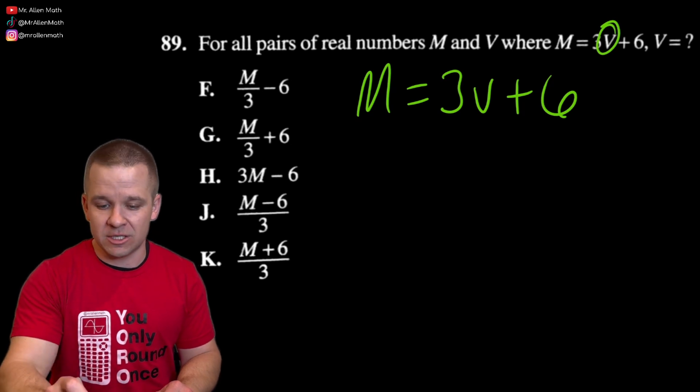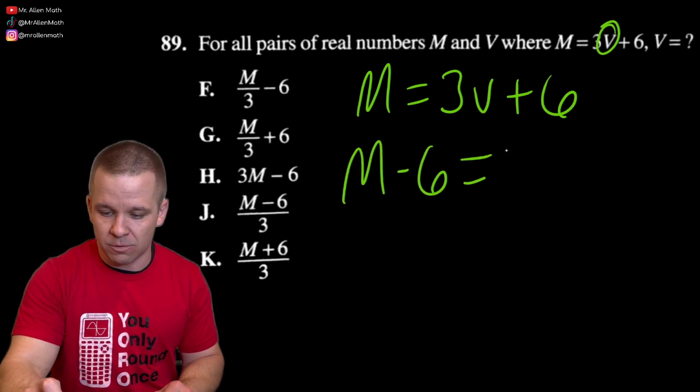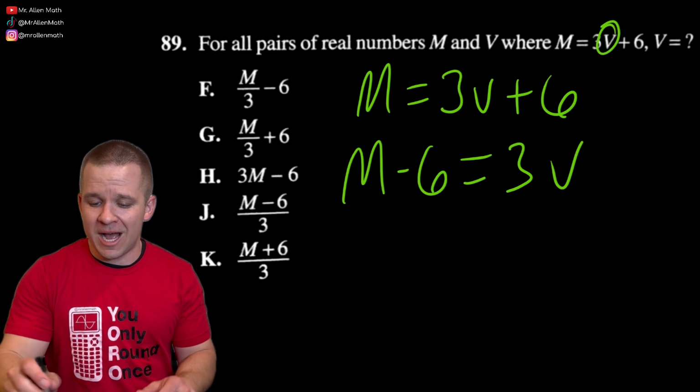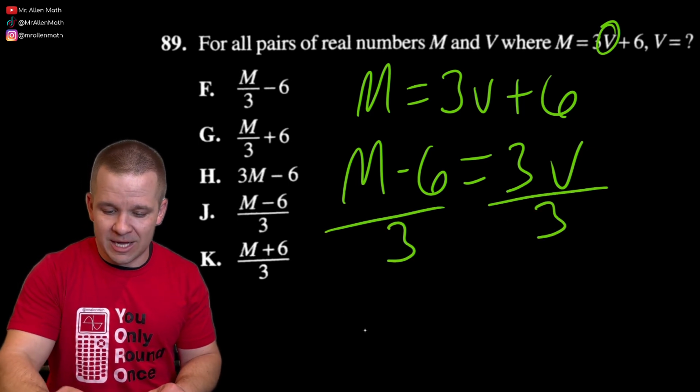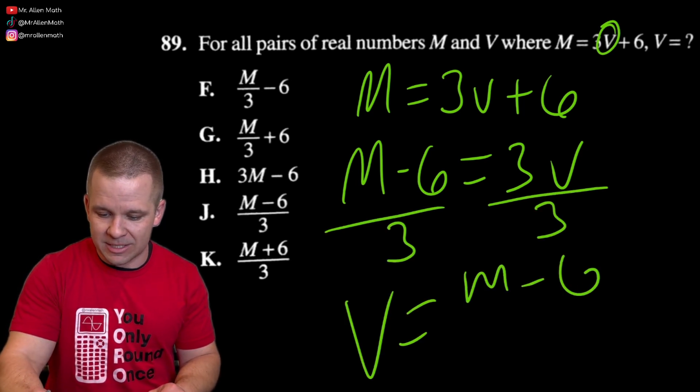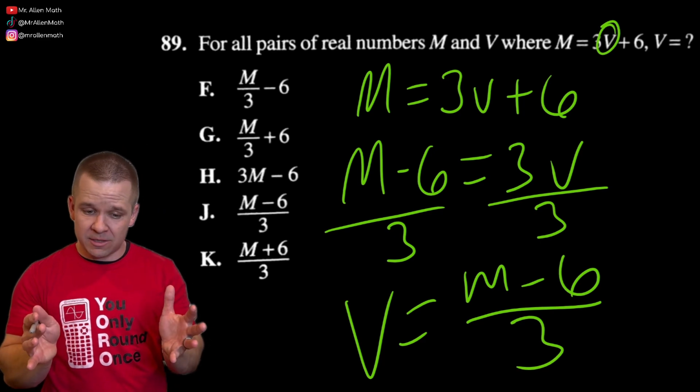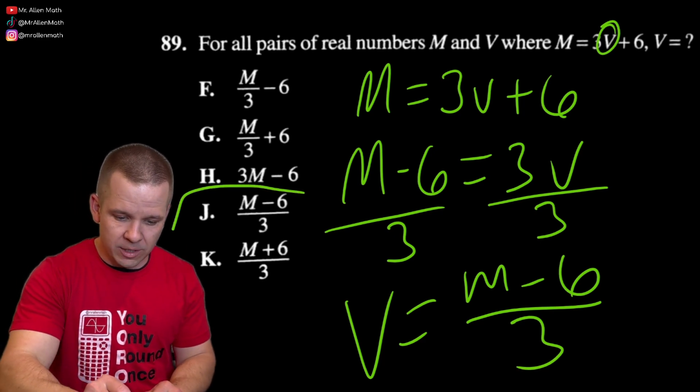I'm going to subtract 6 first. So we have m minus 6 equals 3v. What's our last step here, guys? Divide by 3 on both sides, and I get v equals m minus 6 over 3. Do we have that answer? Yes, we do. It is choice J.